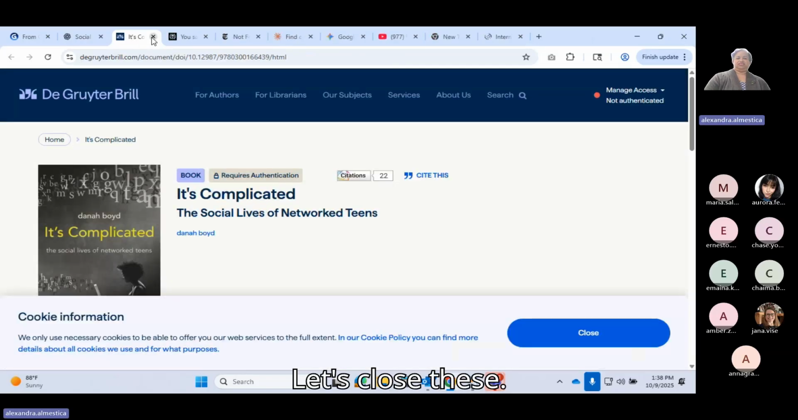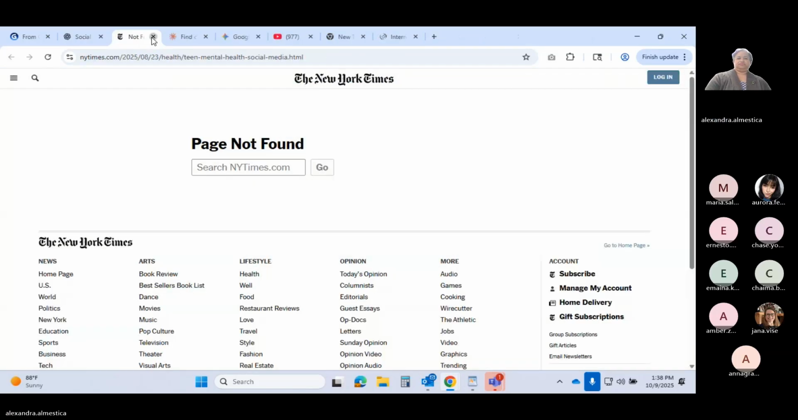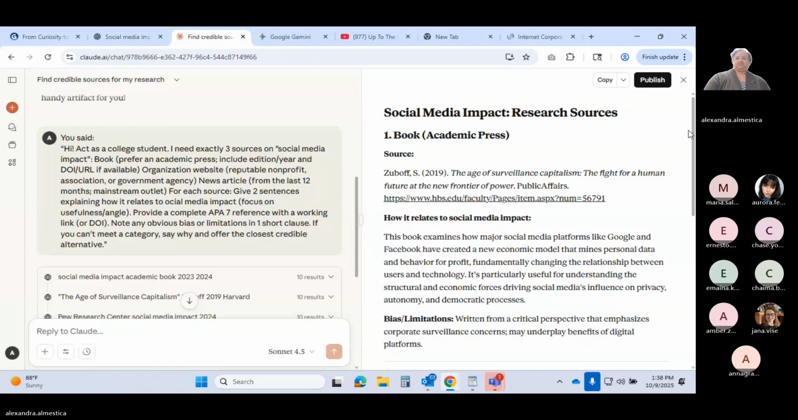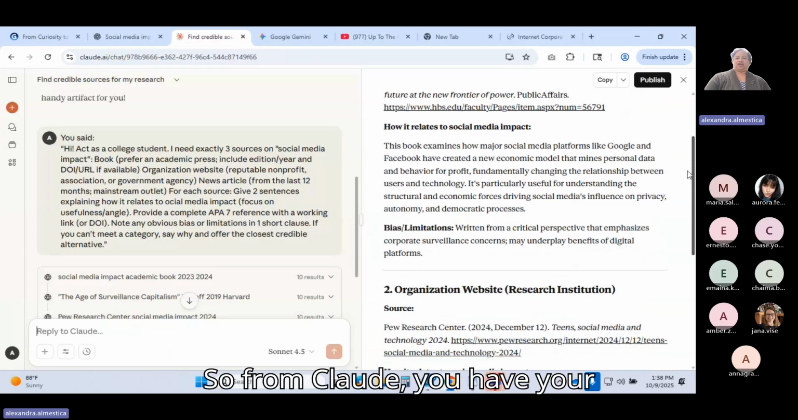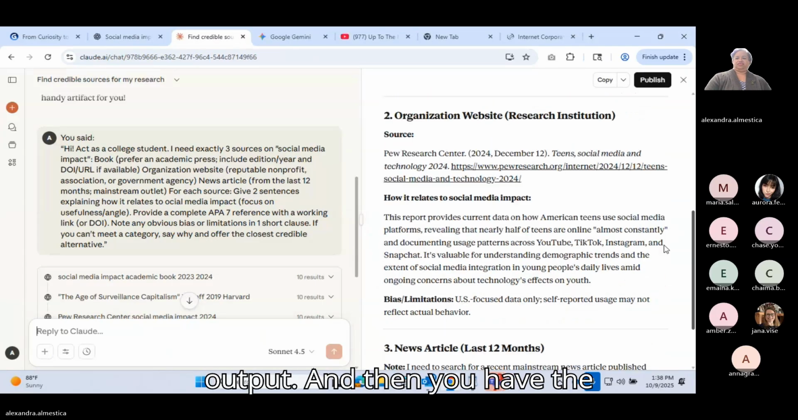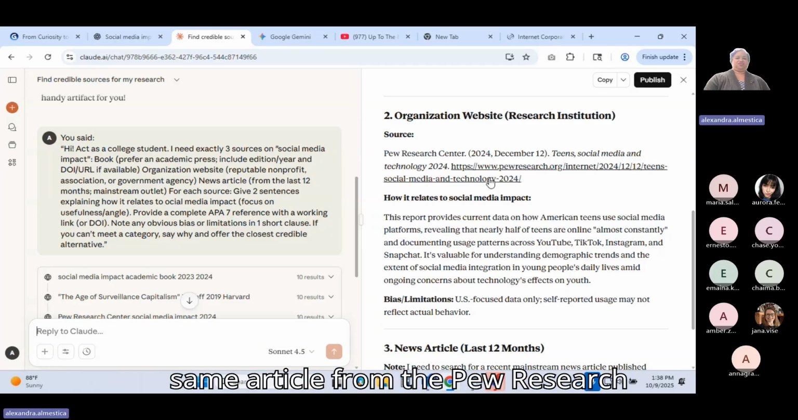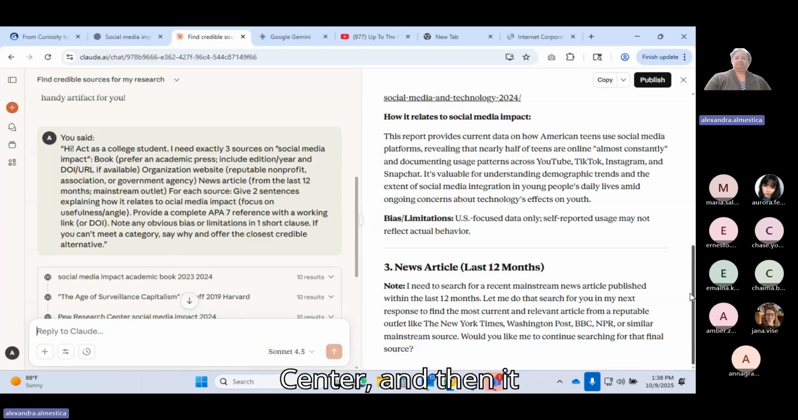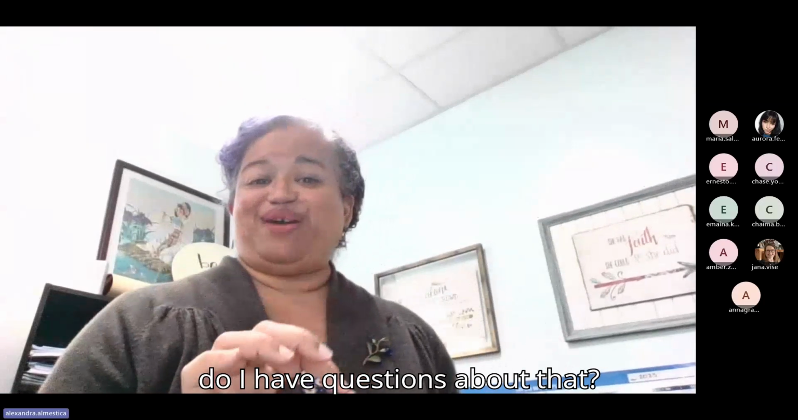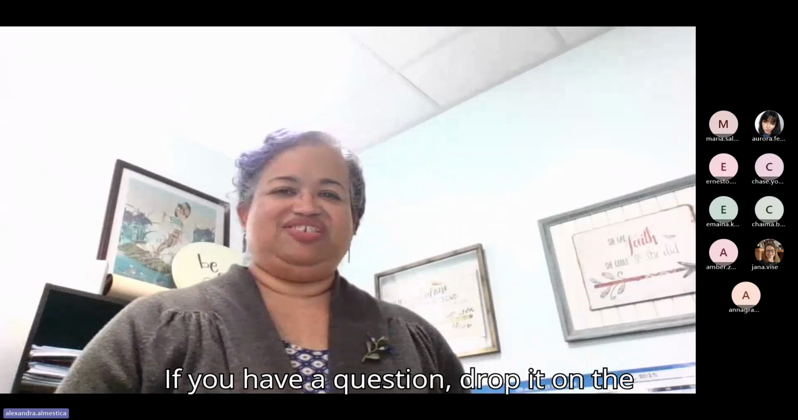Let's close these. So from Claude, you have your output, and then you have the same article from the Pew Research Center, and it didn't give us anything for the other newspapers. Now, do I have questions about that? If you have a question, drop it in the chat.